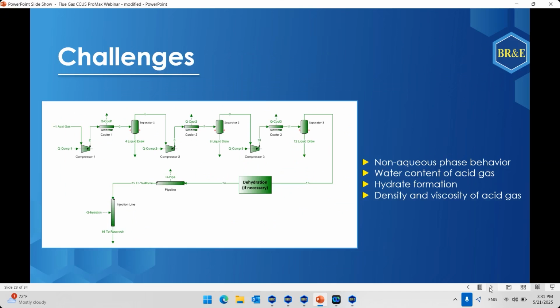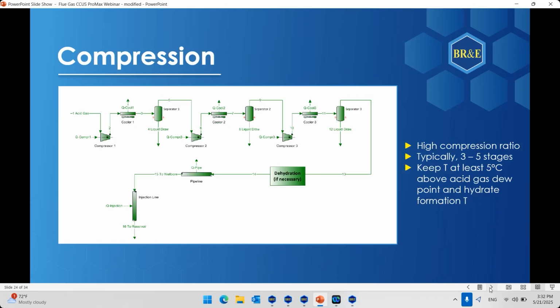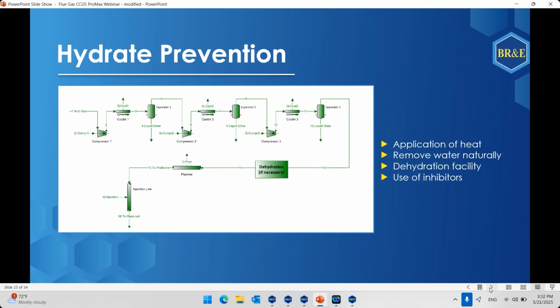There are numerous challenges. One is the non-aqueous, so the CO2 phase behavior itself. It has some challenges coming with it. The water content of the acid gas brings a lot of challenges. We have to be careful about hydrate formation, and we have to well understand the changes in the density and viscosity of the acid gas at the different conditions. For the compression, usually we would use high compression ratios, typically about 3 to 5 stages. We are trying to keep the temperature in any case above the acid gas dew point or hydrate formation temperatures. We want to make sure we prevent hydrate formation.